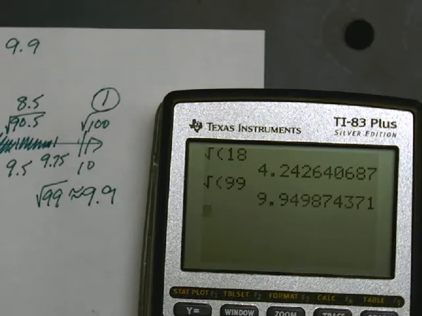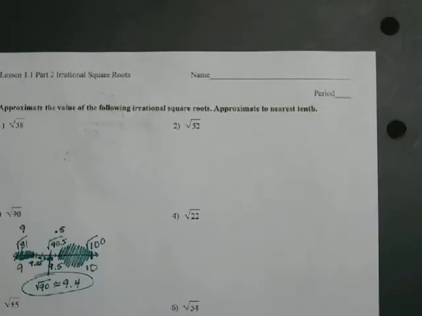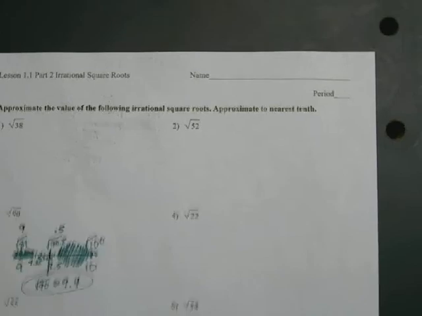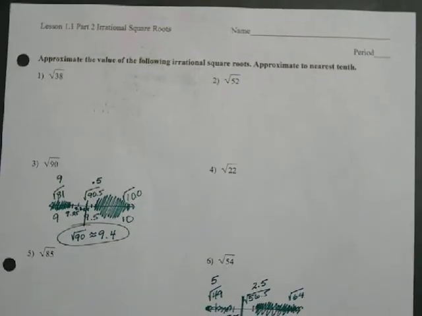That concludes this homework help video for lesson 1.1 part 2, approximating irrational square roots. Hope this helps, and make sure you get this done. Pre-algebra 1 through 10, algebra 1 through 20.